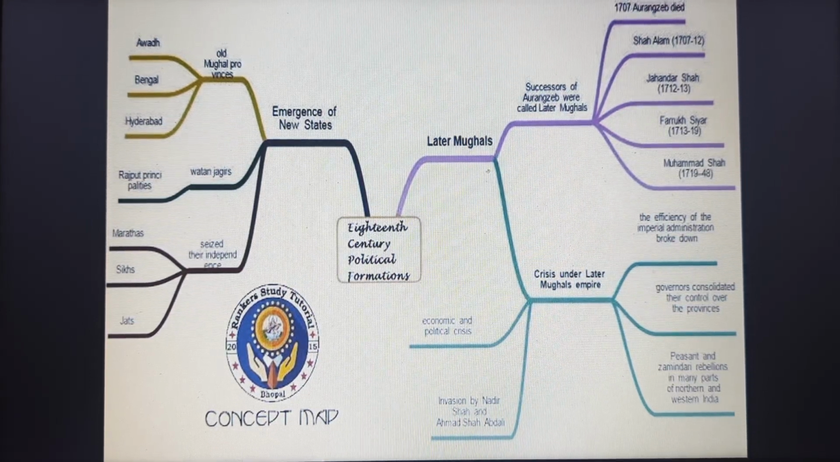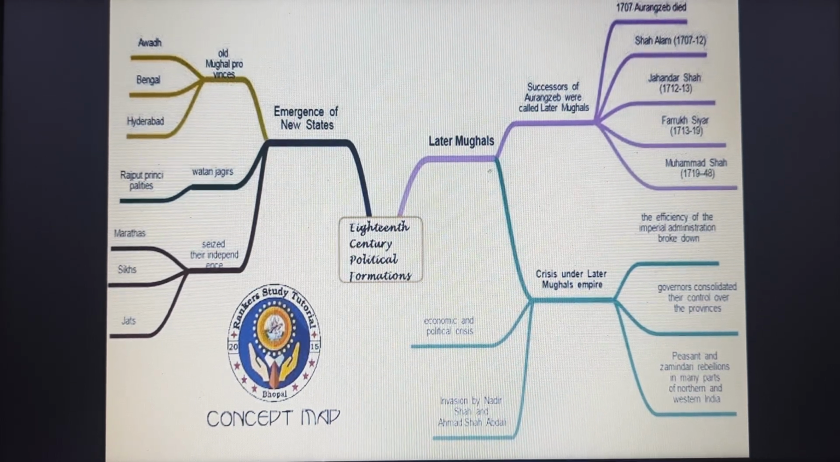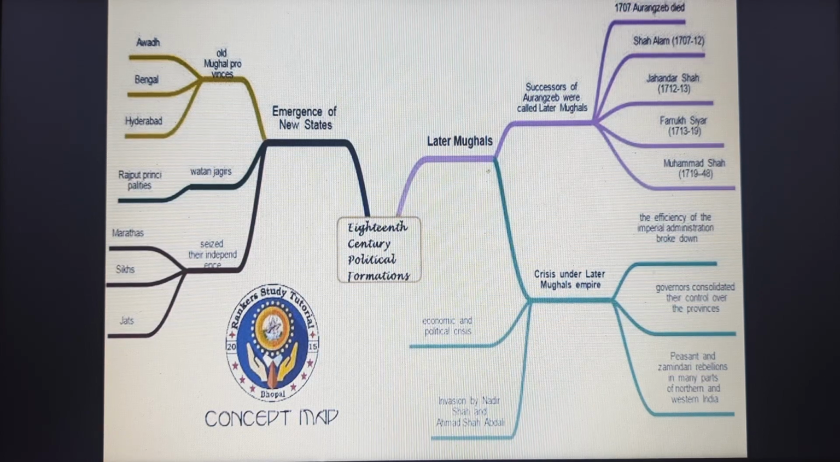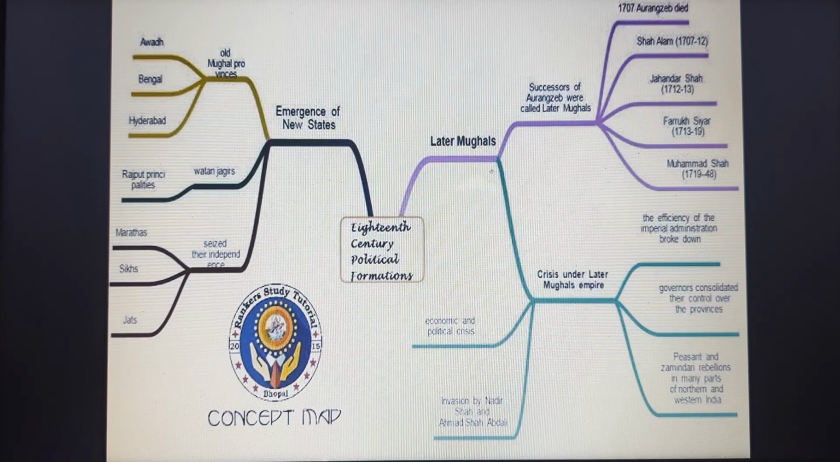The crises under the later Mughals were, first, the economic and political crisis. They did not have money, and the rulers were not appropriate. Second, the invasions of Nadir Shah and Ahmad Shah Abdali, as we read earlier. They plundered, and the Peacock Throne was also taken by them. Next, the governors consolidated their control over their provinces, meaning most of the governors now declared themselves independent. And peasant and zamindari rebellions in many parts of northern and western India also created havoc.